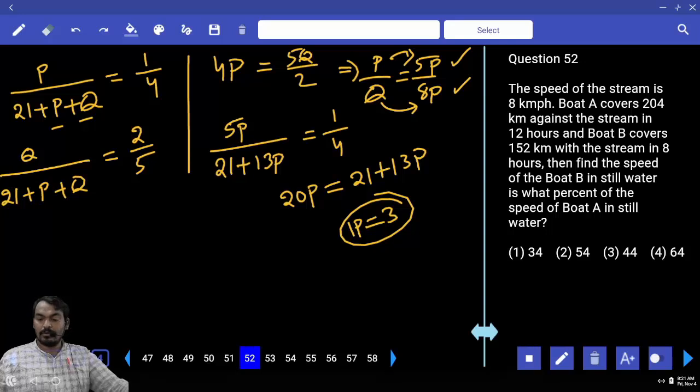Next question number 52. The speed of the stream is 8 km per hour. Boat A covers 204 kilometers against the stream in how many hours? 12 hours. And boat B covers 152 kilometers with the stream in how many hours? 8 hours. Then find the speed of boat B in still water is what percentage of the speed of boat A in still water?